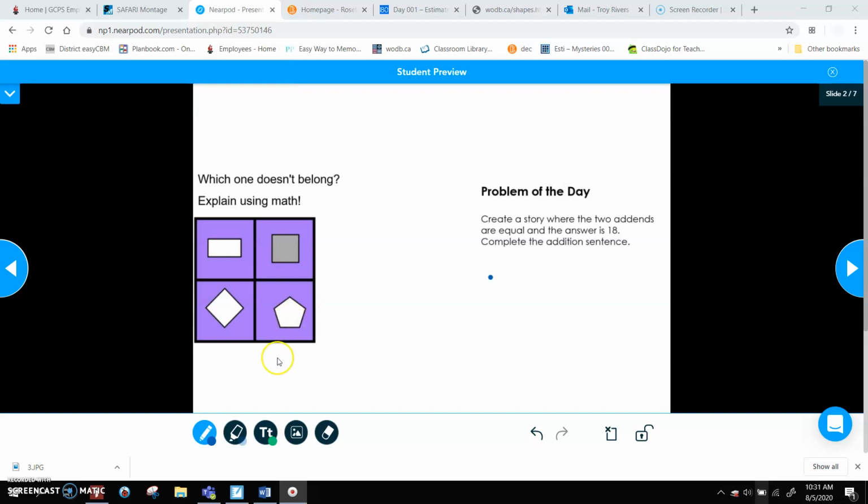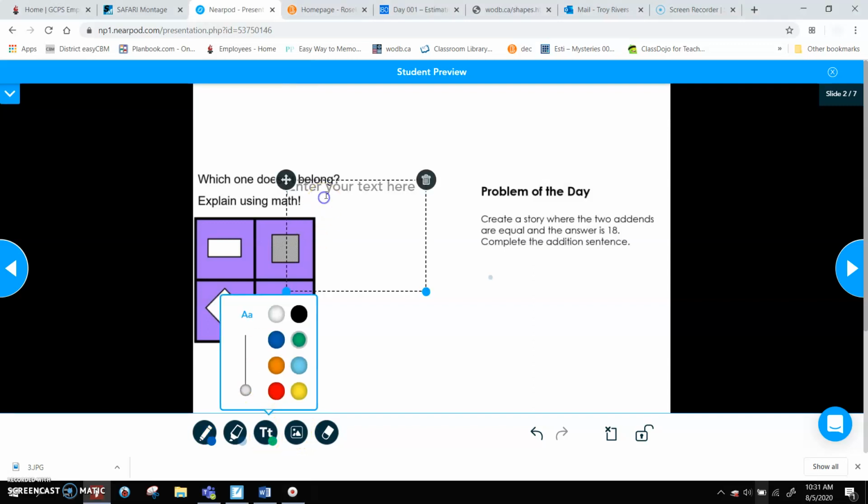So my choice, I'm going to say this one. If it were a compass, this would be southeast. So this southeast box doesn't fit. So I'm going to say, let me use a text. I'm going to drag it down here so I can type.